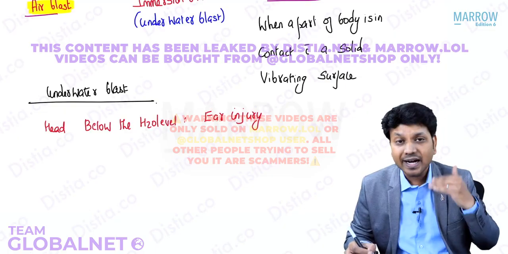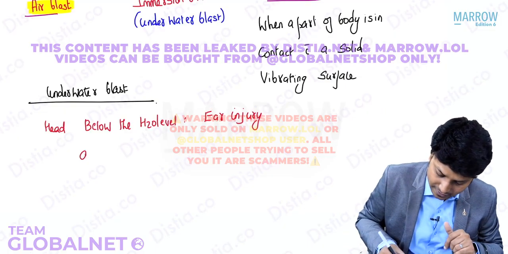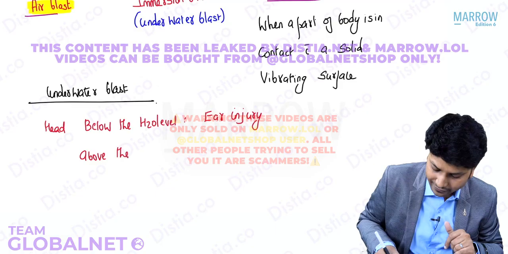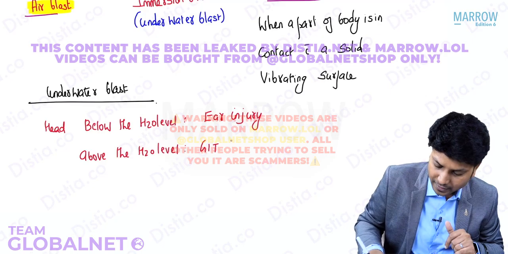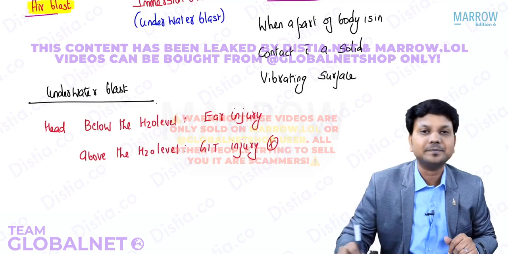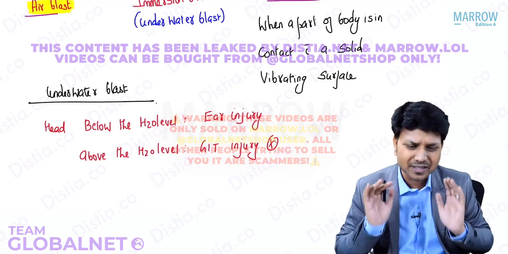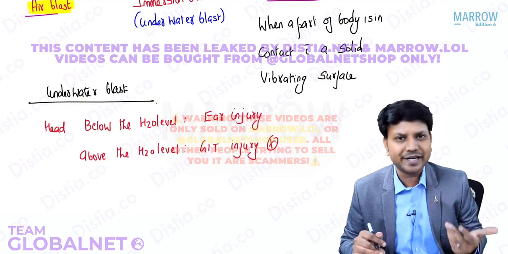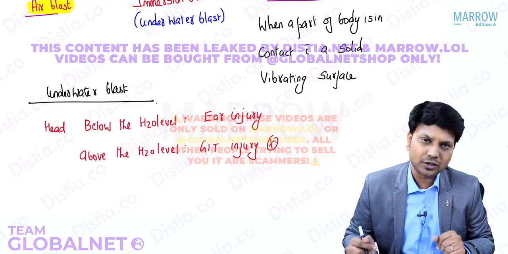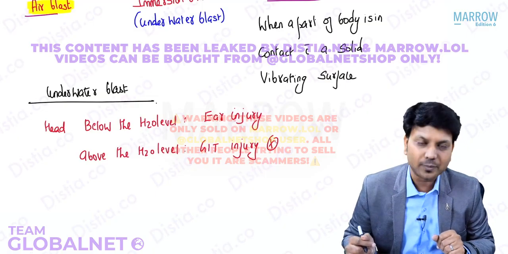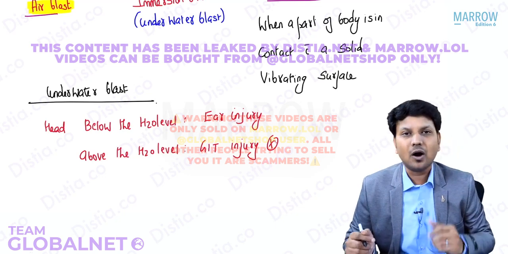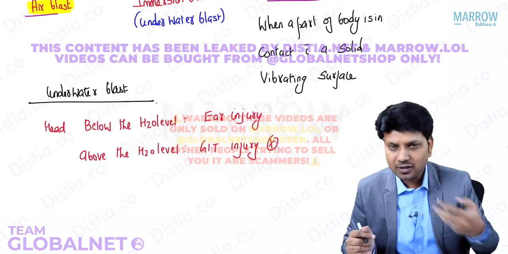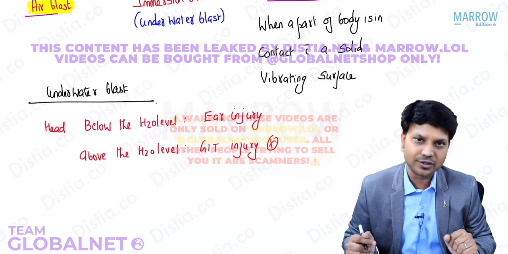In case the head is above the water level, what happens? The GIT will be commonly injured. GIT injury is common. Ear injury is common if the head is below the water. If the head is above the water level, GIT injury is very common. So this is very logical. It's not that complex. Just need to think how, when the head is below the water level, the shock wave passes through the ear and it causes ear injury.